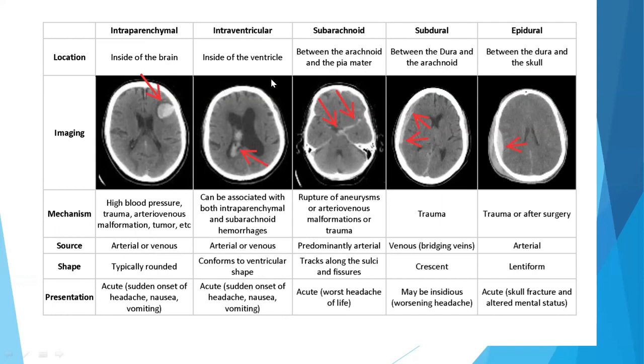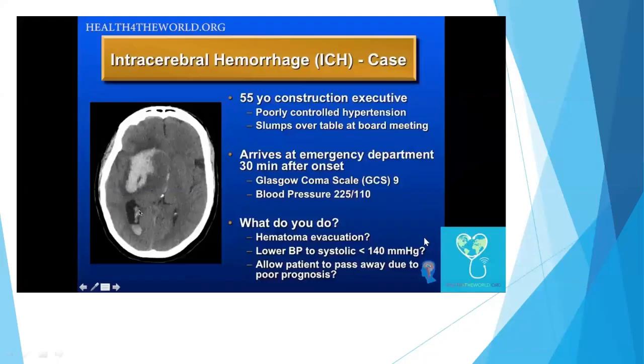Now, intraventricular hemorrhage is when the hemorrhage is inside the ventricles, which can be associated with both intraparenchymal and subarachnoid hemorrhages. It typically takes a ventricular shape, getting dispersed inside the ventricles. Now, the subdural, which is between the dura and arachnoid, is generally due to trauma and to the bridging veins. Epidural is between the dura and the skull, and it is generally due to trauma in the arteries. Now, intracerebral hemorrhage can be presented in this sort of typical clinical scenario.